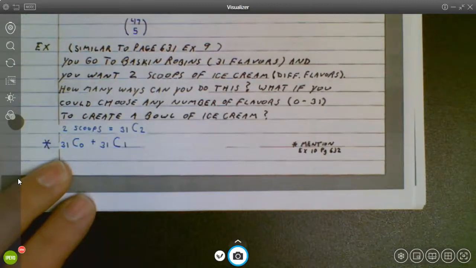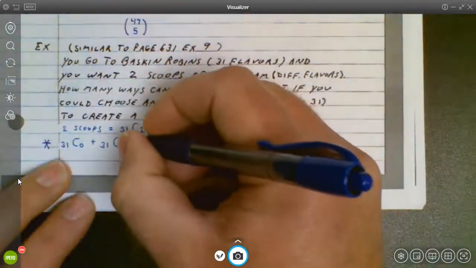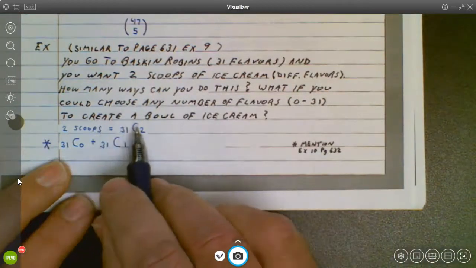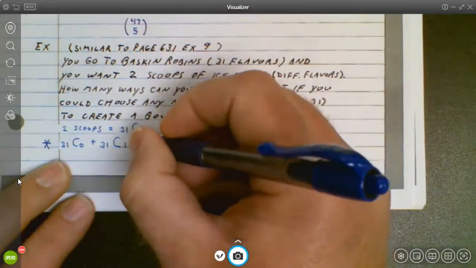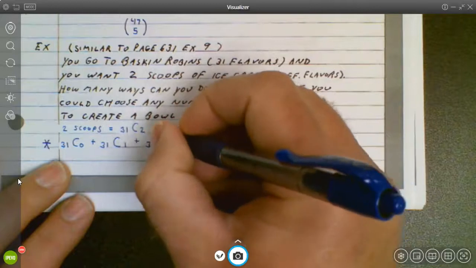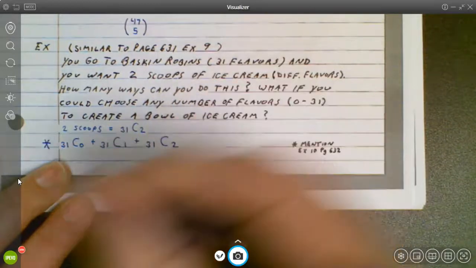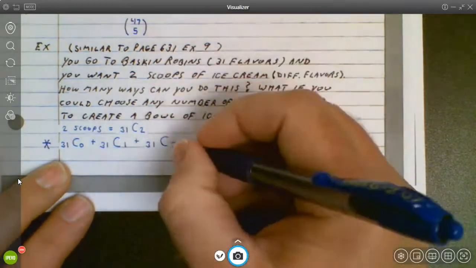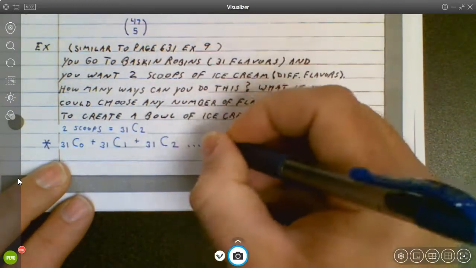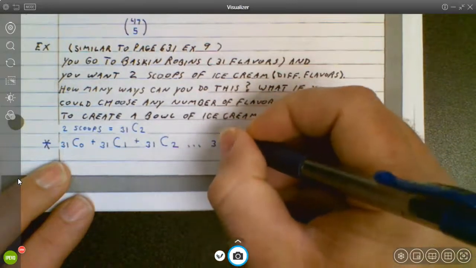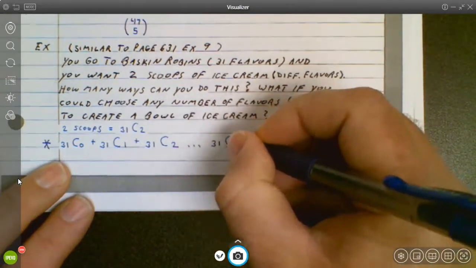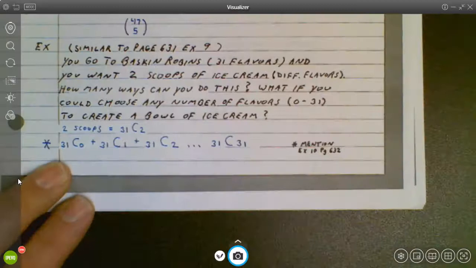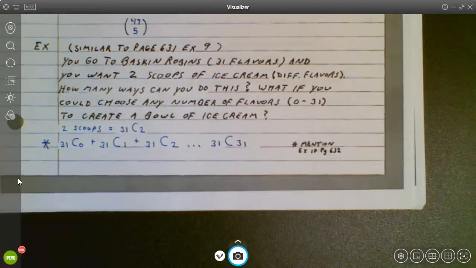Or, and this goes hand in hand with the first part that we just did, out of all those 31 flavors, I could choose a bowl of 2, and I could look at all the combinations and ways that I could do that. I could keep going on this all the way to saying, well, of those 31 flavors, I'm actually going to choose all 31. Creates a whole lot of combinations.